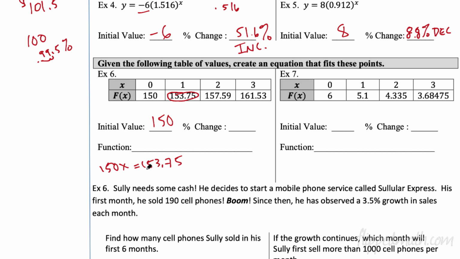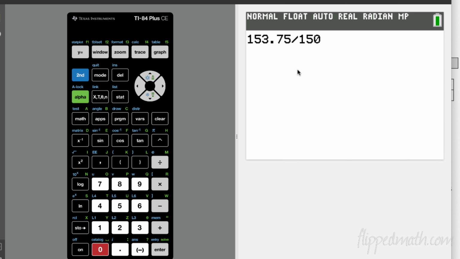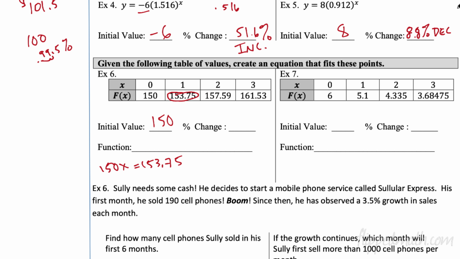Well, how do you solve that? You just divide. You take the second number, you divide it by the first number. So let's break out the calculator. In the calculator, I type 153.75 divided by 150. I get 1.025. So the percent change, oh, that's actually the multiplier. We multiplied by 1. I'm going to write this down up here. 1.025. That's what I multiplied this number by to get this number.